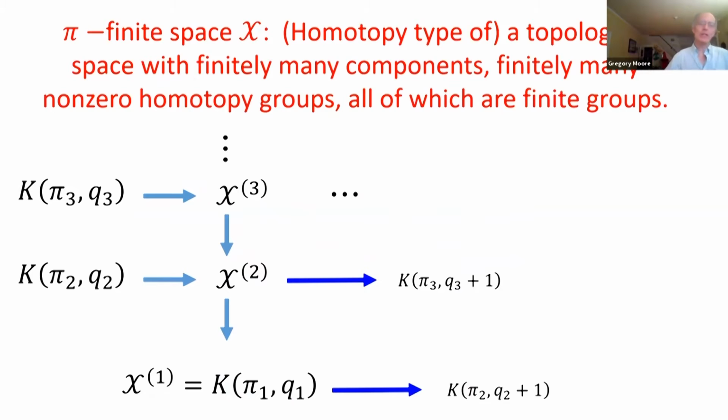And if you look at the connected components of one of these spaces, they're all built out of what are called Eilenberg-MacLane spaces. So K(π,q) is a topological space defined up to homotopy type, which has only one non-zero homotopy group. It's in degree q, and that homotopy group is the group π. So we can build all pi finite spaces by iterated fiber products of these Eilenberg-MacLane spaces.